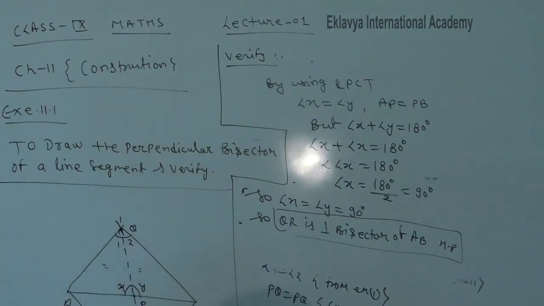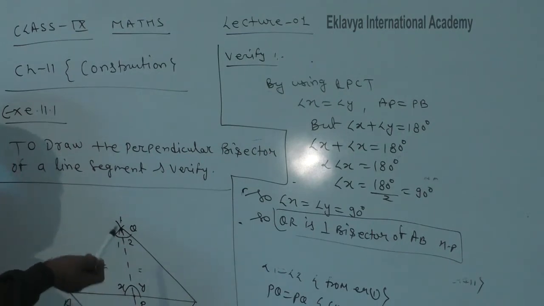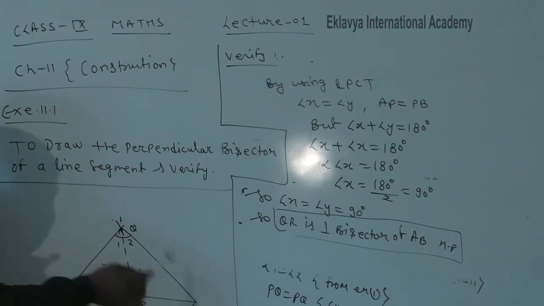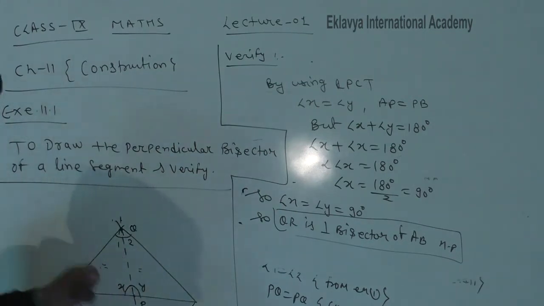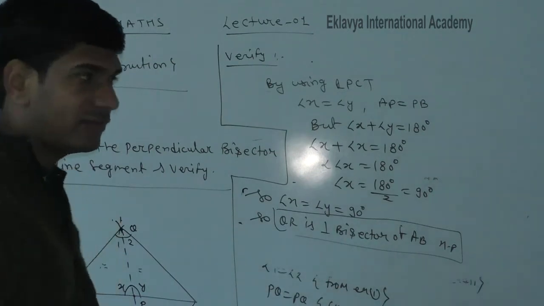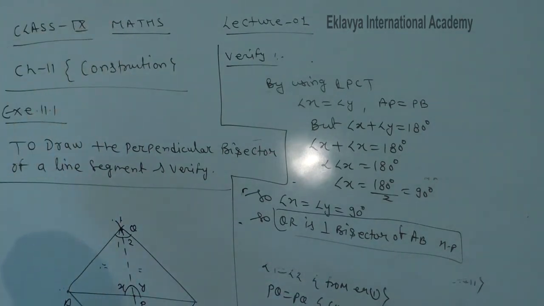After joining them, firstly we will prove that triangle AQR and triangle BQR both are congruent. After proving the bigger triangles congruent, the smaller triangles are also congruent. Triangle AQP and triangle BQP both are also congruent. Understand? Now second is how we will draw the angles.